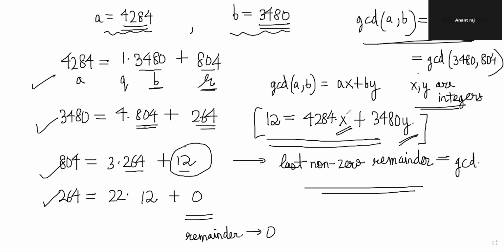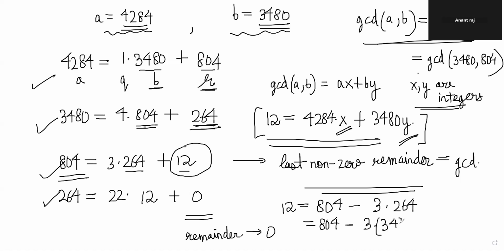So how do we find these X and Y? Basically, you have to work backwards now, right? So you will say from here 12 is equal to 804 minus 3 times 264, right? And now 264 we can write as 3480 minus 4 times 804, right?